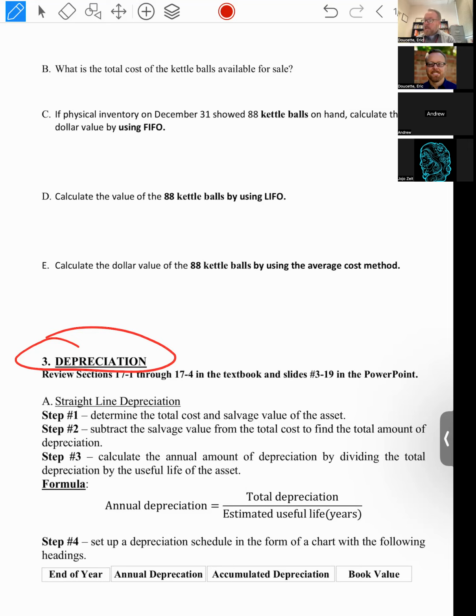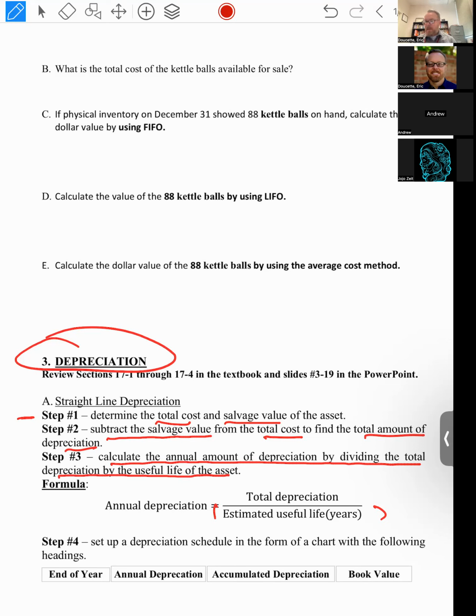And there's steps you need to take. First, you need to determine the total cost and salvage value of the asset. Second, you subtract the salvage value from the total cost to find the total amount of depreciation. And then you calculate the annual depreciation by dividing the total depreciation by the useful life of the asset. How long do they expect it to last in years? Is it going to be a piece of equipment that's only going to last a year? Is it going to be a piece of equipment that lasts 15 years? So that's what you need to do to determine depreciation.